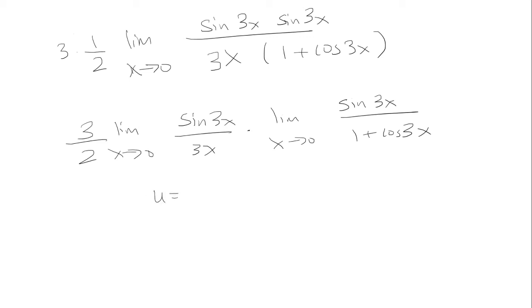I can now make a substitution. If I let u equal 3x, as x approaches 0, u also approaches 0. So I'm basically changing the variables here.